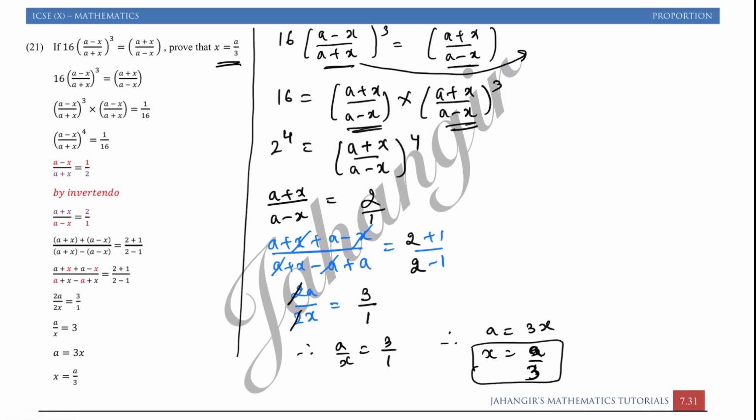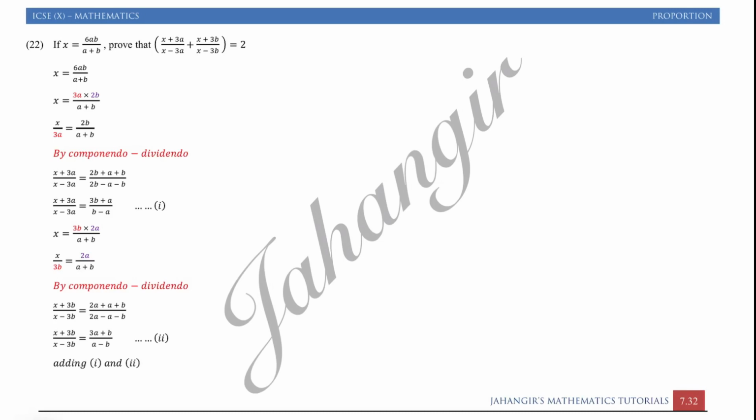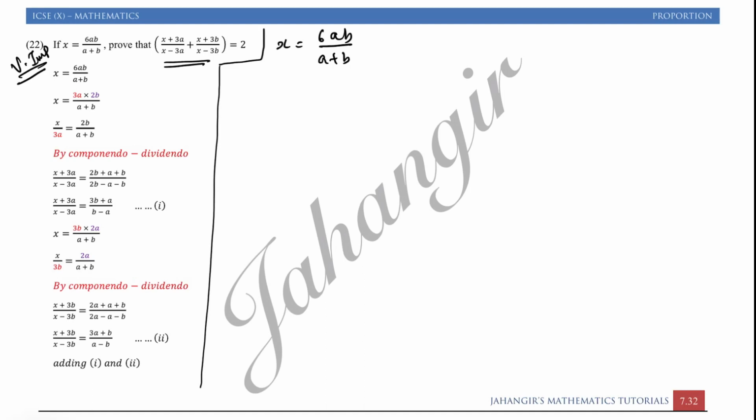Now next question is a very important question, very important. 22 and 23 both are of the same type. So here we have x is equal to 6ab upon a plus b. You have to prove that x plus 3a upon x minus 3a plus x plus 3b upon x minus 3b is equal to 2. You have to prove this.